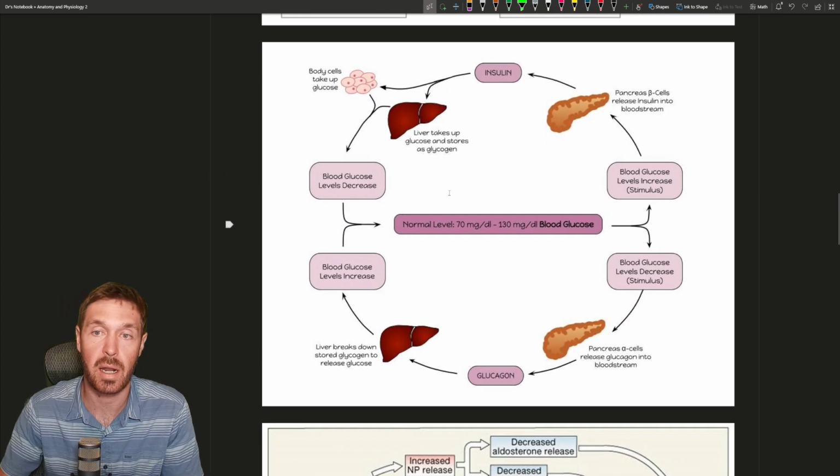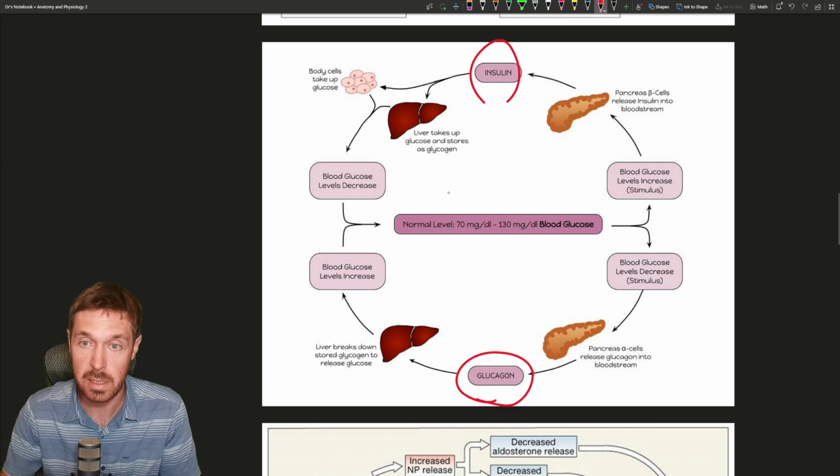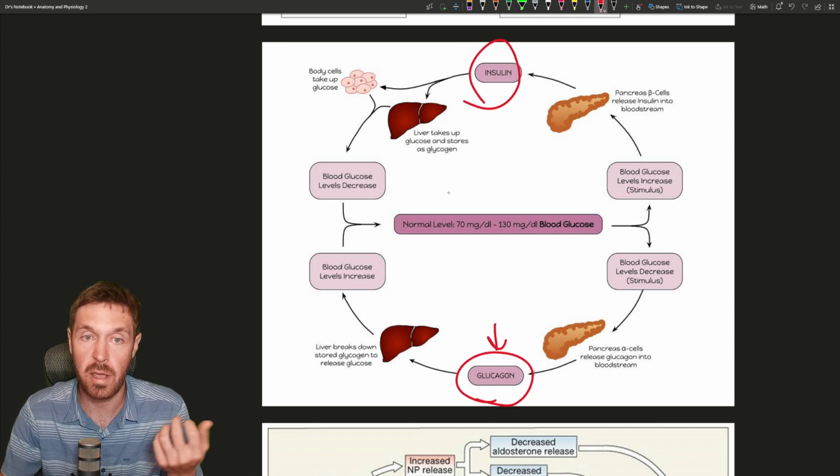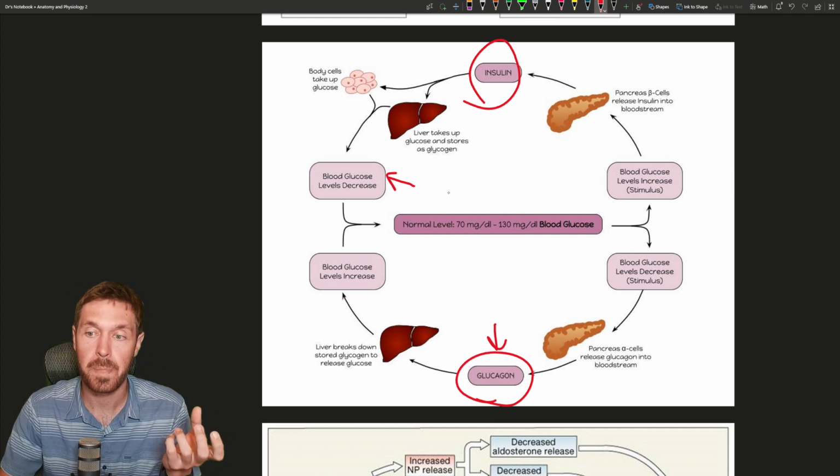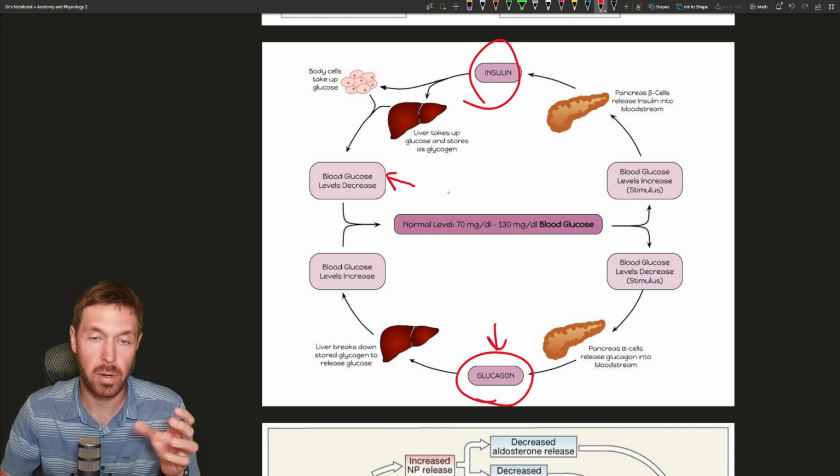Another example here that we talk about a lot is insulin versus glucagon. So if blood glucose levels are low, so here blood glucose levels decrease. So you want your normal to be about 70 to 130 milligrams per deciliter. But so if blood glucose levels are low, what happens is that glucagon is released into the blood from the pancreas. They're released from alpha islet cells.